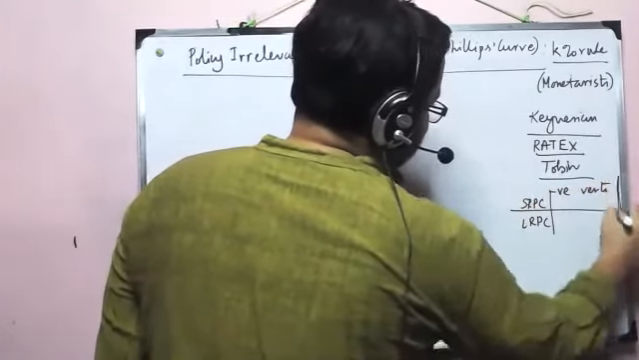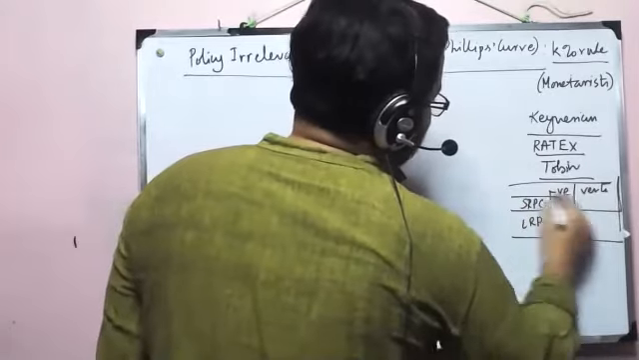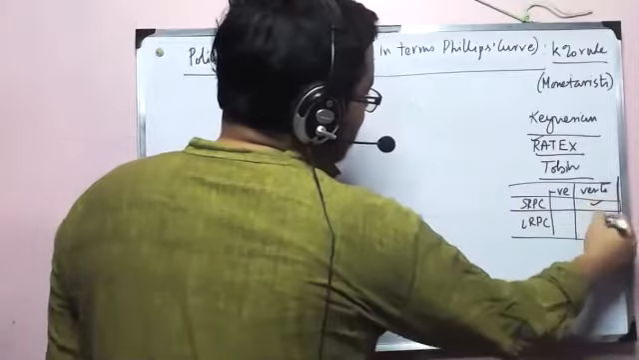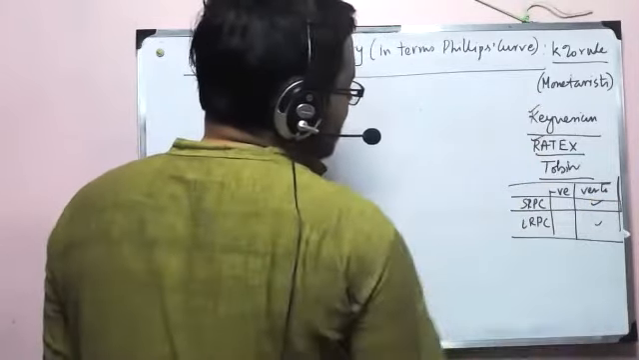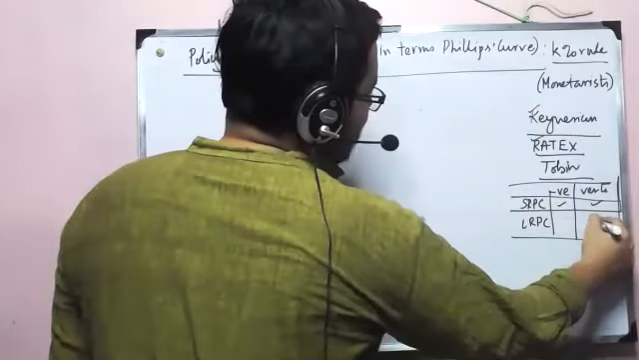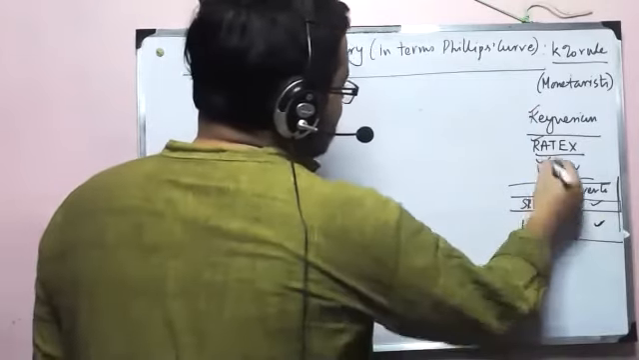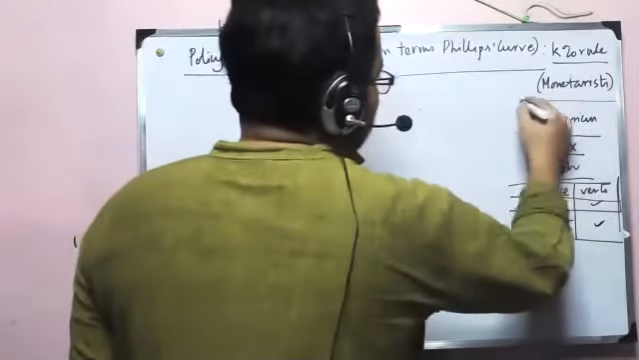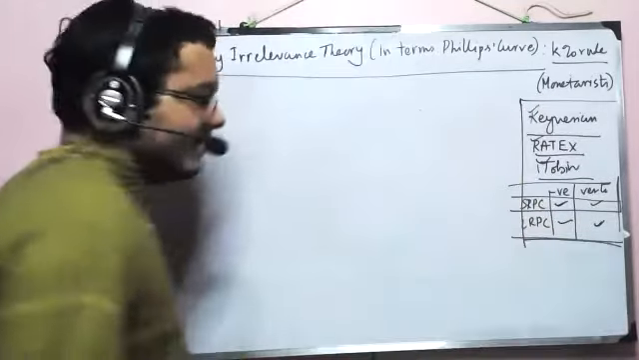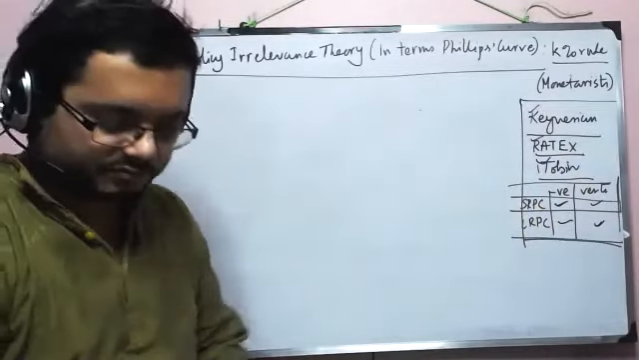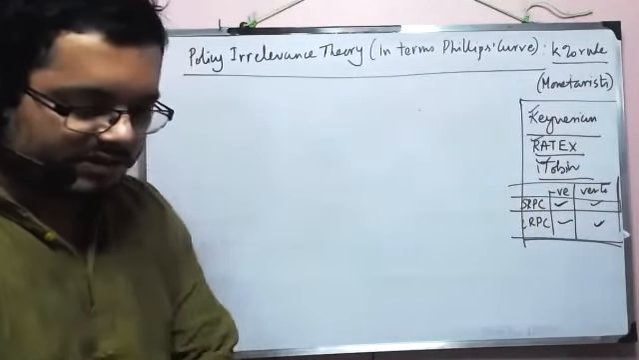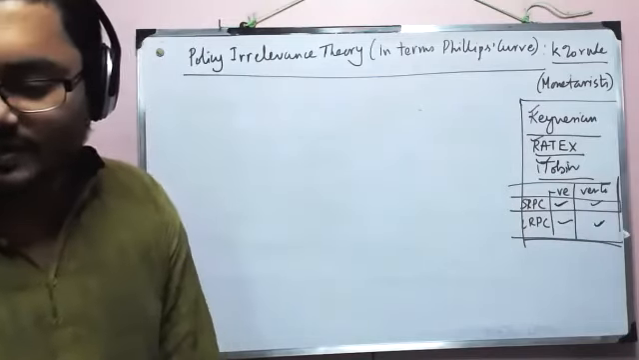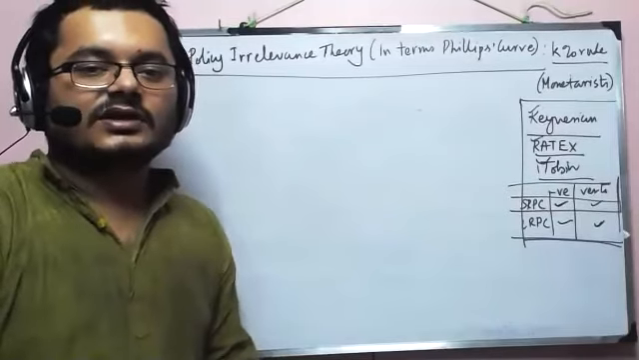Right? And thereby you have the debate. Ratex says that SRPC and LRPC both are vertical. Keynesian says SRPC is negatively sloped, but LRPC is vertical. And Tobin says that SRPC and LRPC both are negatively sloped. So we'll look into that and see how they explain these results, and look into the difference of opinion also. And then we'll do the famous result, that is deriving the Phillips curve from the short-run aggregate supply curve.